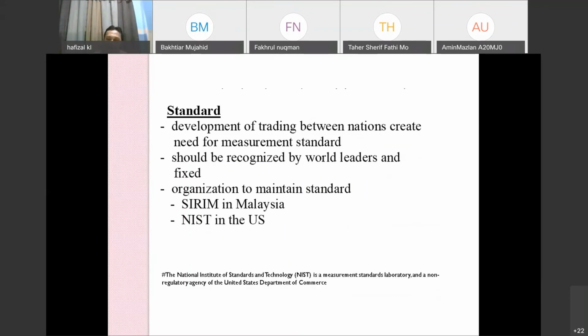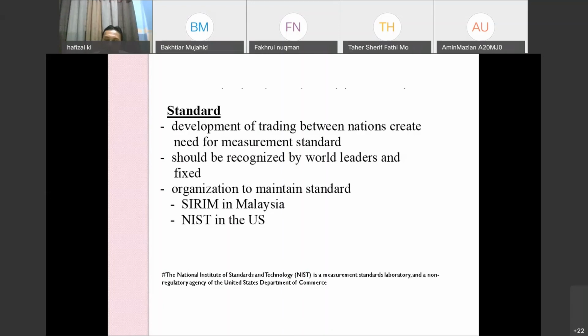Everyone needs to have a standard. Basically the length, the weight, there is a certain standard to be the benchmark. Basically this is the development of trading between nations creating a need for measurement standards.